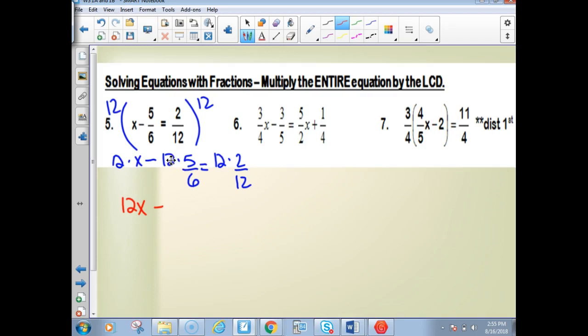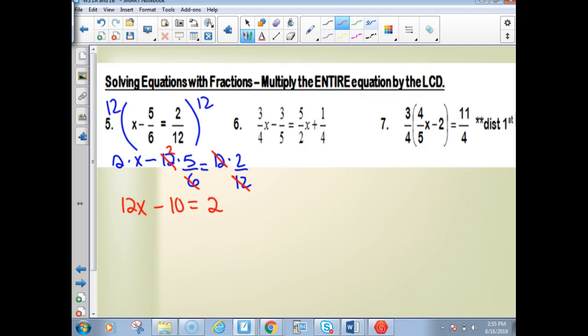If I said, well, 6 is a divider. How many times does 6 go into 12? Well, twice. So now I can just do 2 times 5, and I can just use my brain and not mess around with my calculator. And then over here on the right, the 12s cancel out, and you end up with just 2. And 12 times 2 is 24. 24 divided by 12 is 2.